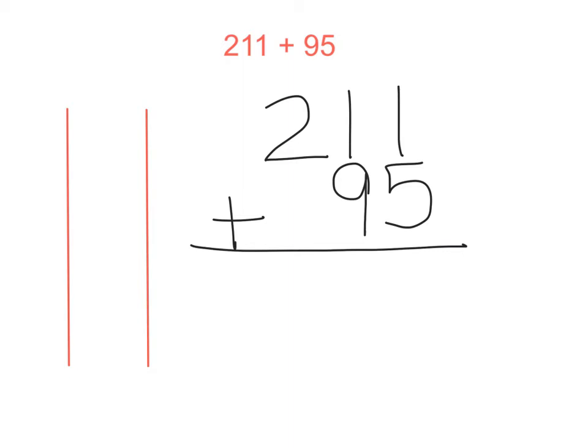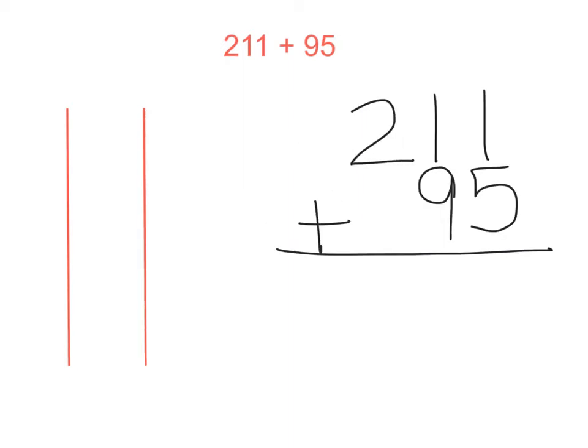Next, I'm going to draw my numbers in my chart. So 211 has 2 hundreds, 1 ten, and 1 one. Next, I draw 95. 95 has 9 tens, 1, 2, 3, 4, 5, 6, 7, 8, 9, and 5 ones, 1, 2, 3, 4, 5. Now, I can begin my addition.